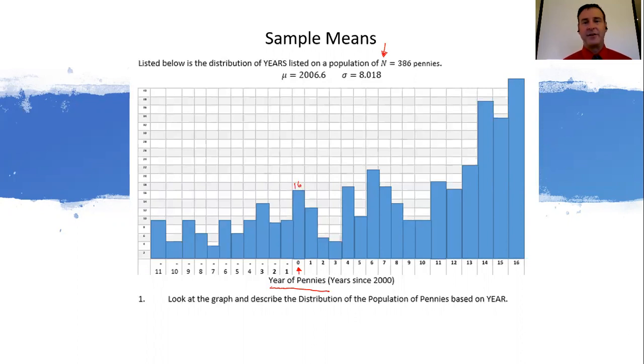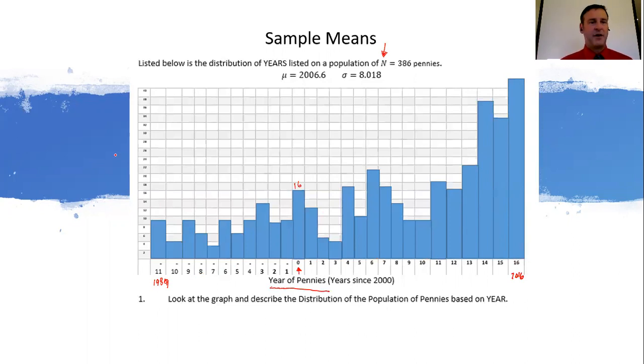All right, so here's what I asked first. Same type of question that we've had all semester long. Look at the graph and describe the distribution of the population of pennies based off of year. Now you can see that it goes back as far as -11. And when you think about number of years since 2000, -11 is really the year 1989. 2016 would represent the 16 here. And you can see that there's much more representation for the earlier years than there are for later years. That would seem to make sense because as time goes on, the circulation of older pennies tends to fade away.